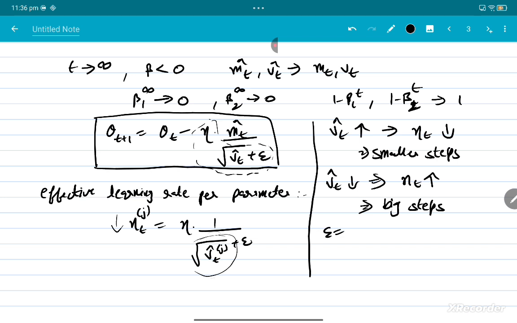And here epsilon is roughly 10 to the power minus 8. This is a general value, and we include it to prevent division by 0. In case v_t hat is very close to 0, it prevents the denominator from becoming 0, and prevents the update rule from exploding the parameter values.